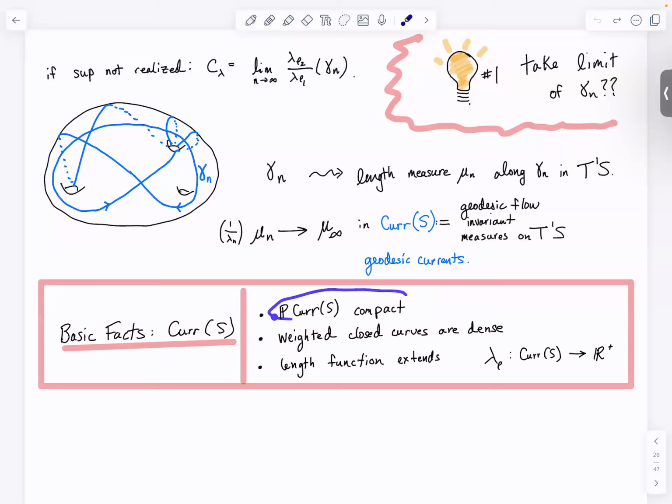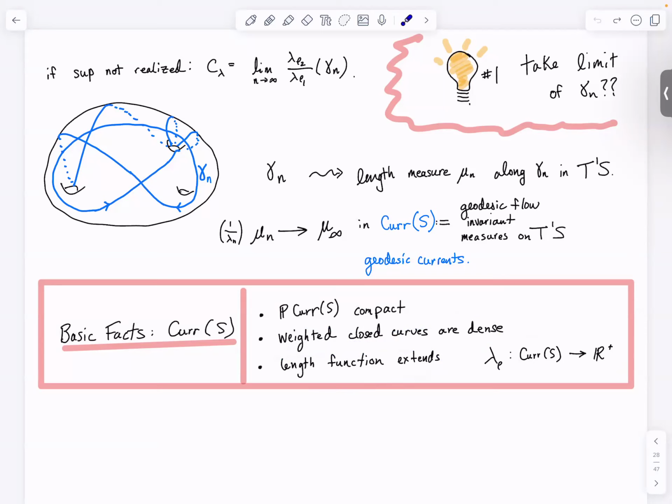The projectivized currents are compact. They're not actually. It's really a cone in an infinite dimensional vector space. The currents aren't themselves compact, but if you projectivize that cone, it's compact. Weighted closed curves are dense. The types of limits we just described actually give you every possible current. And the length function extends continuously to the space of currents. So I can actually make sense of measuring the length of one of these measures.